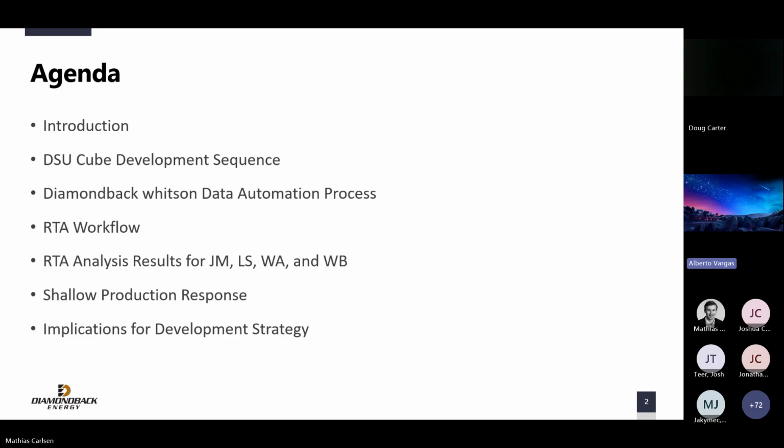So let's dig in. This is the agenda. First, we will look at where the project took place and how this project, the DSU development, was carried out. And then I will touch on our data automation efforts, because manually wrangling well data is about as fun as herding cats. After that, we will dive into RTA results across 4 benches: Lower Sudbury, Joe Mill, Wolfcamp A and B. We wrap up with production response and what it all means for future development strategies.